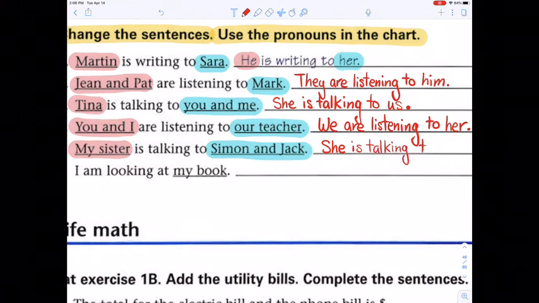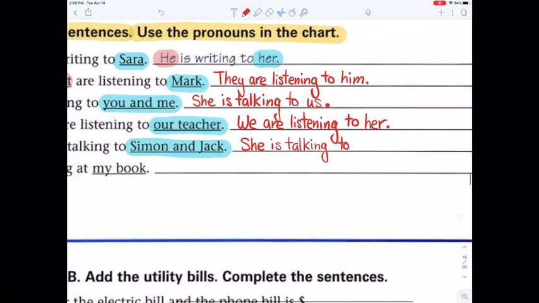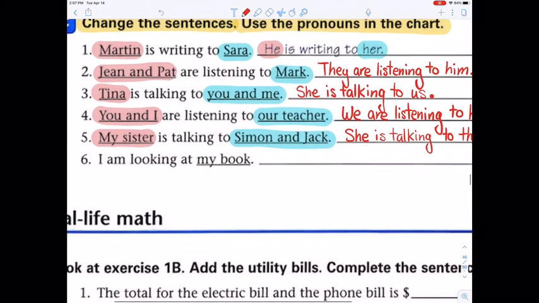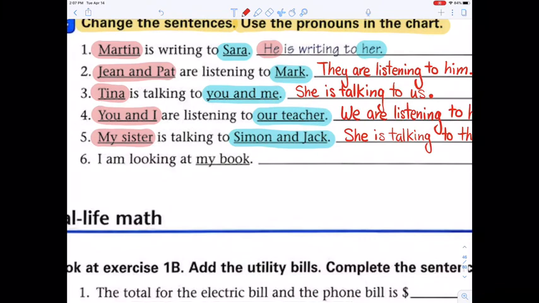talking to, okay, and Simon and Jack, that's 2 people. So can we say him? No, that's just for one. What about for 2 people? She is talking to them. Very good. Here's the last one.